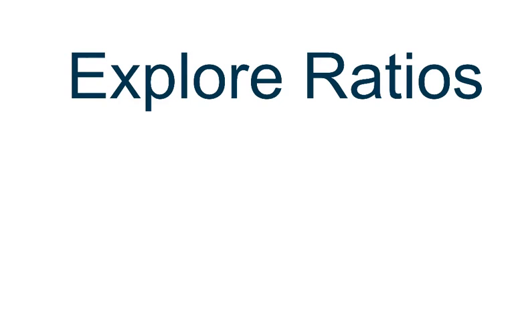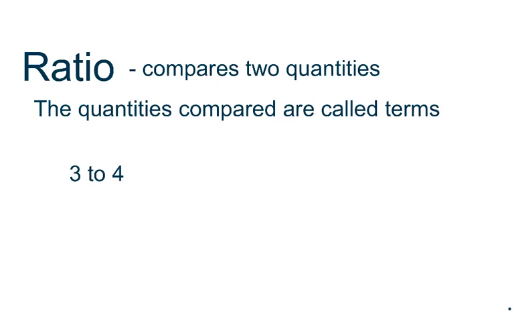Today we're going to explore ratios. Let's look on the next page here. Ratio, what is it? Well, in math terms, a ratio is going to compare two quantities. The quantities compared are called terms. So 3 to 4 over here is a ratio, one way to write a ratio.